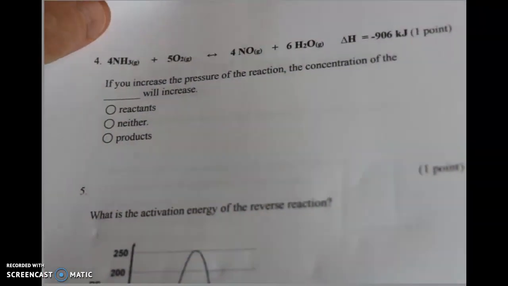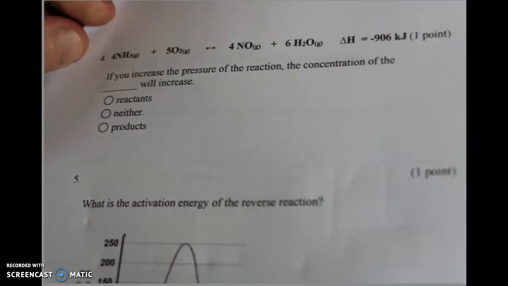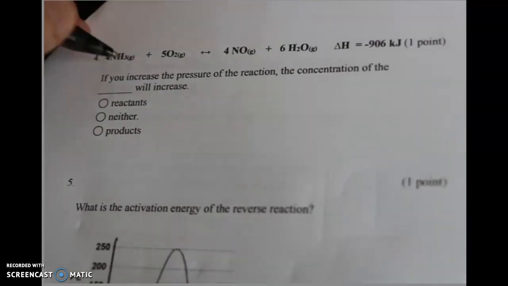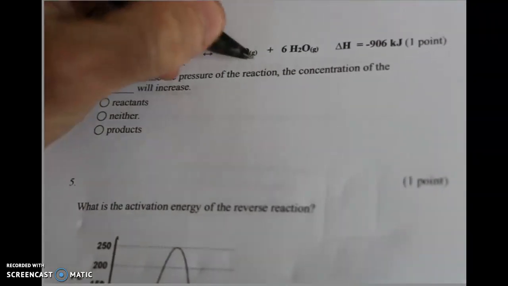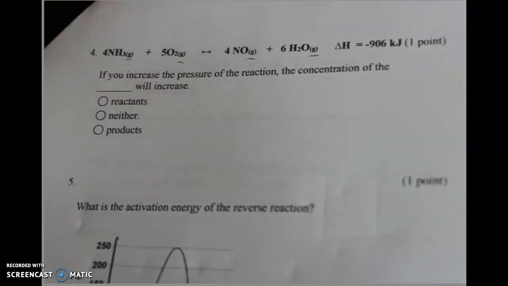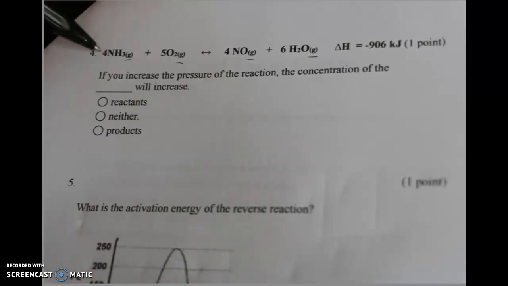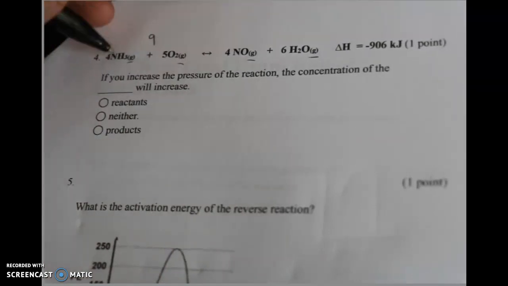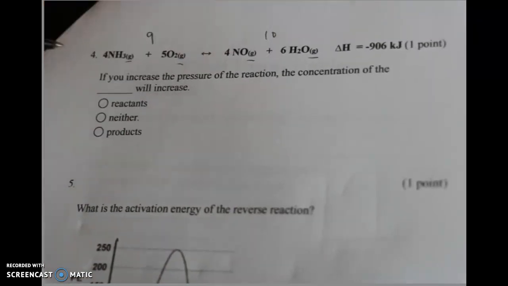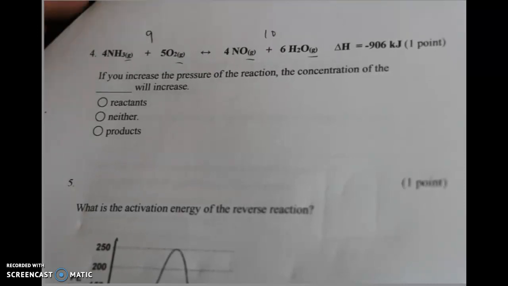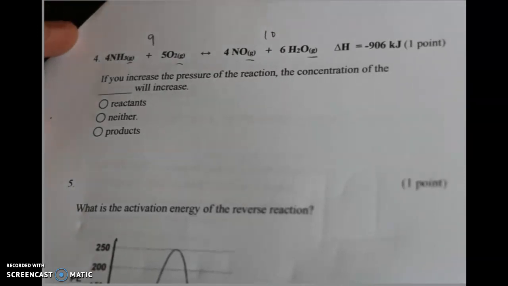If you increase the pressure of this reaction, the first thing you want to do is make sure that it is a mixture of gases, and this one is, because if they're not gases, changing the pressure doesn't have any impact on it. The other thing you want to look at now are the coefficients. There's a total of 9 moles of gas on the left and a total of 10 moles of gas on the right. And the temperature is not really going to have any impact on this right now.